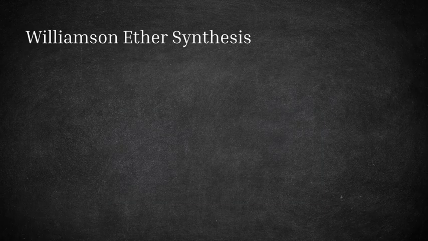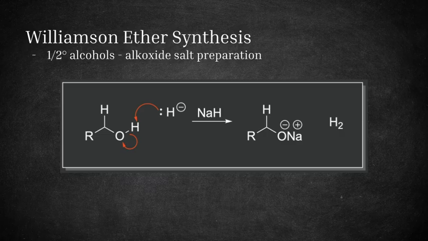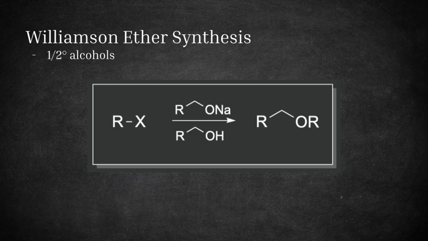We can synthesize ethers by taking advantage of alkoxides as strong nucleophiles in the Williamson ether synthesis. In this reaction, an alkoxide salt is prepared by treating an alcohol with a strong base, such as sodium hydride, producing the sodium alkoxide salt and releasing hydrogen gas as a byproduct. The resulting alkoxide salt is then reacted with an alkyl halide in an alcoholic solvent, typically the conjugate acid of the alkoxide, to undergo an SN2 mechanism, forming the ether.